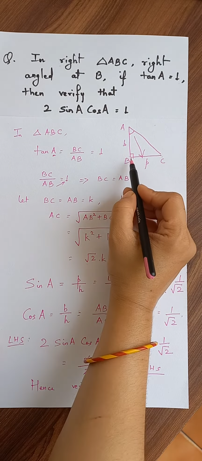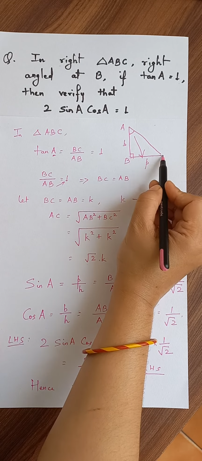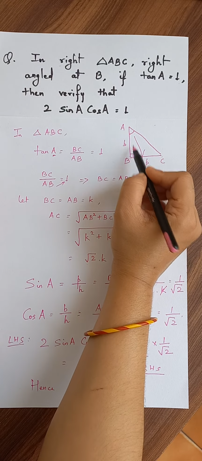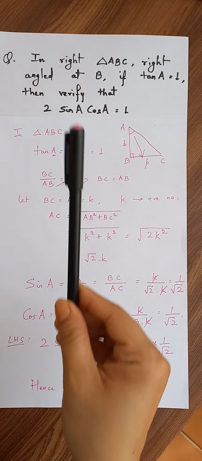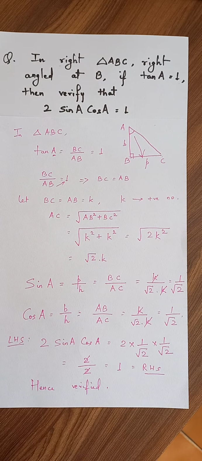That's why we have considered BC as perpendicular and then AB as base. There is a misconception in mathematics for so many students that only the vertical line we have to take as perpendicular. Generally the students think like that the perpendicular line is perpendicular and the horizontal line will be the base. But it's not true in case of trigonometry.